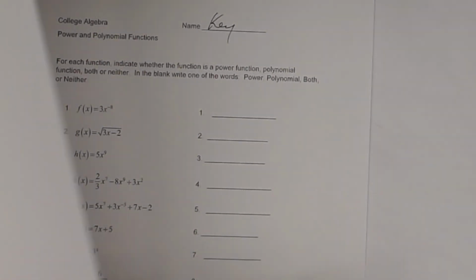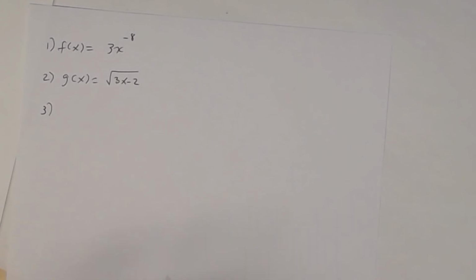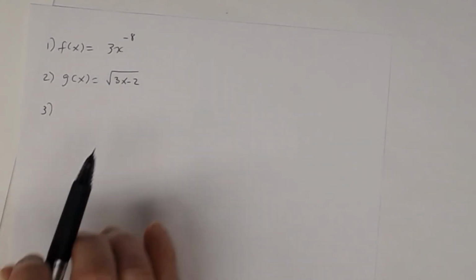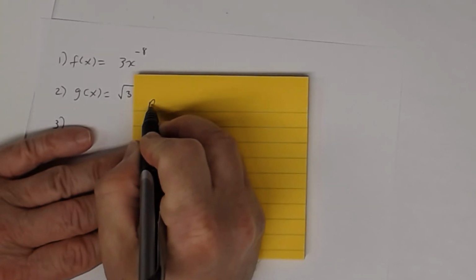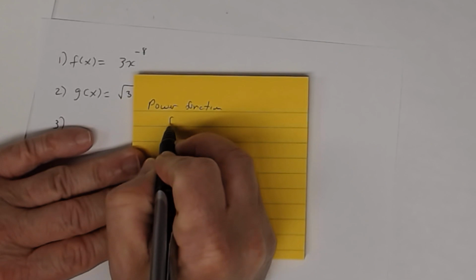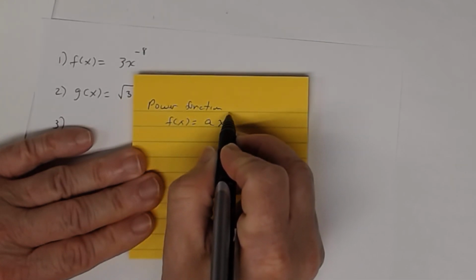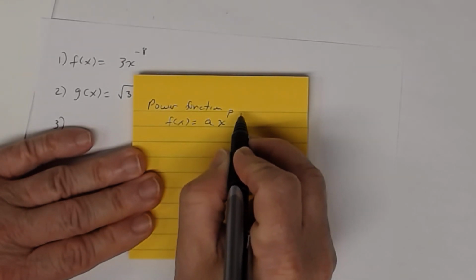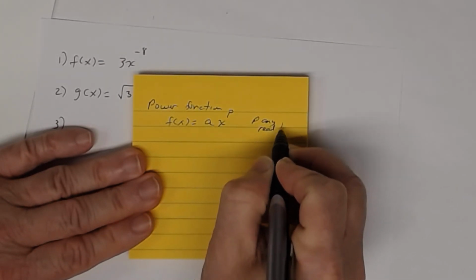So number one, you can't see it very well here, so I'm going to go ahead and write it out here. You have this function, 3 times x to the negative 8th power. Remember, a power function has this form: f of x equals some real number times x to a power, and this power can be any real number.